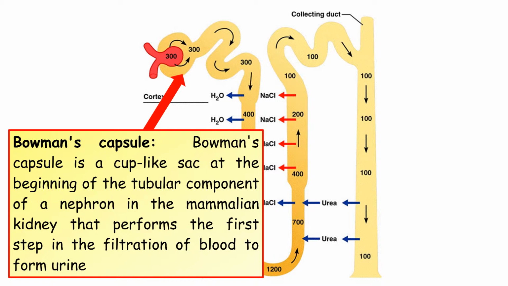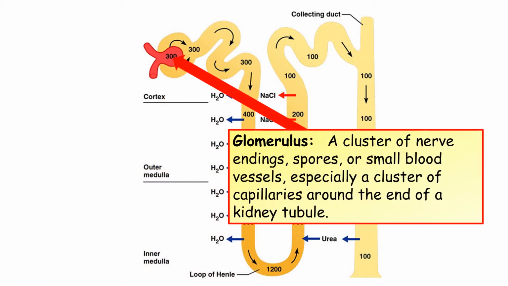You have the Bowman's capsule. The Bowman's capsule is a cup-like sac at the beginning of the tubular component of the nephron. It's where ultrafiltration of the blood occurs, and in the middle of our Bowman's capsule is the glomerulus. The glomerulus is a cluster of nerve endings and small blood vessels that lead out of the rest of the body into the kidney.